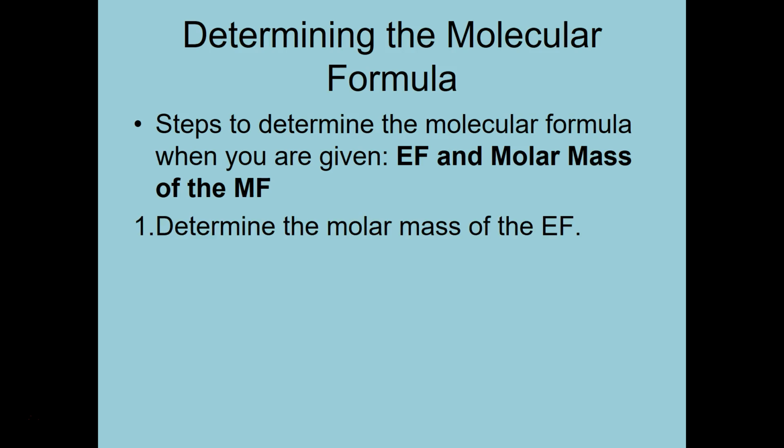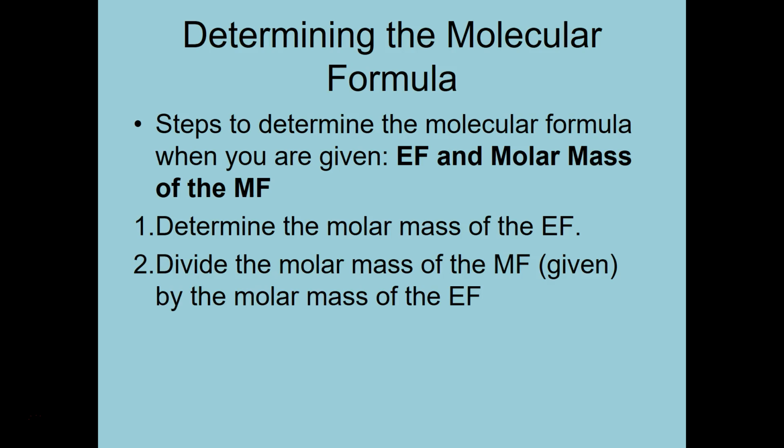So first, you're going to determine the molar mass of your empirical formula. Just like we've determined molar mass before, that's all you're doing. You take the empirical formula that you were given and find the molar mass for it. You're going to divide the molar mass of the MF, which you would have been given in the problem, by the molar mass for the EF, which you calculated in step 1. Just showing you molar mass of MF divided by molar mass of EF should equal a multiple of some kind.